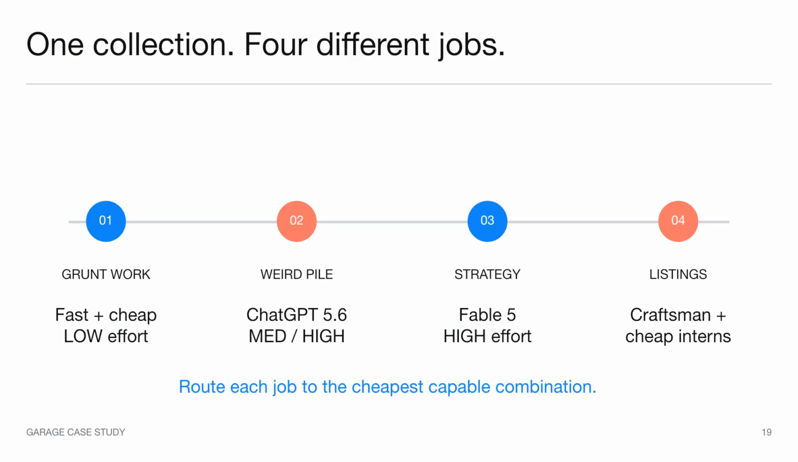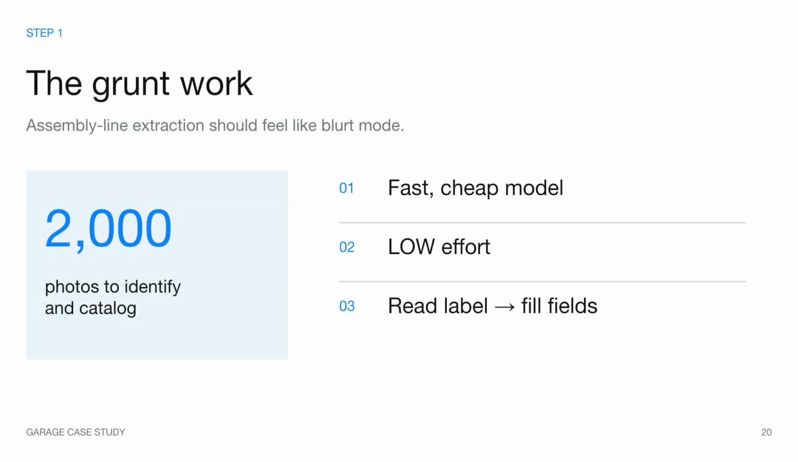Step 1, the grunt work. 2,000 photos, and for each one I need the title, the platform, the condition, yada, yada, yada. This is an assembly line. So I take a fast, cheap model, could be from either family, set the effort to low, and let it rip. Blurt mode, because reading a game cartridge label does not require deep contemplation. And at 2,000 items, paying for thinking time here is lighting money on fire.